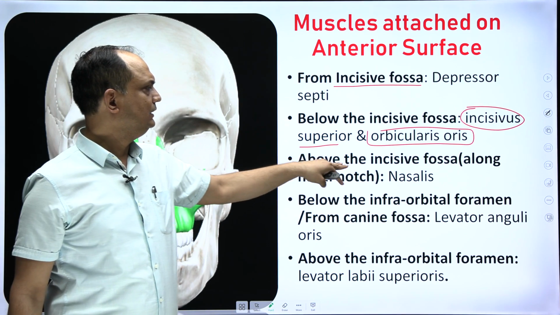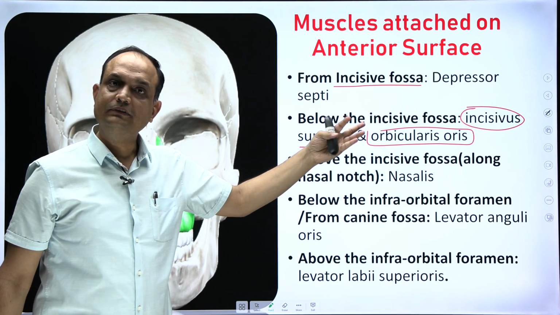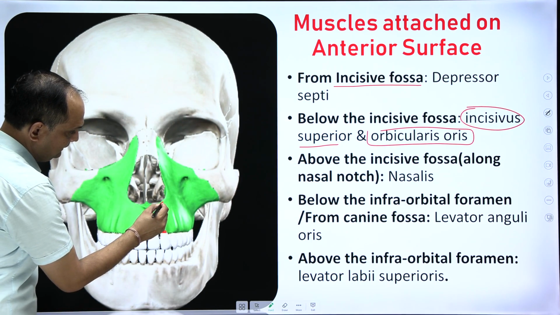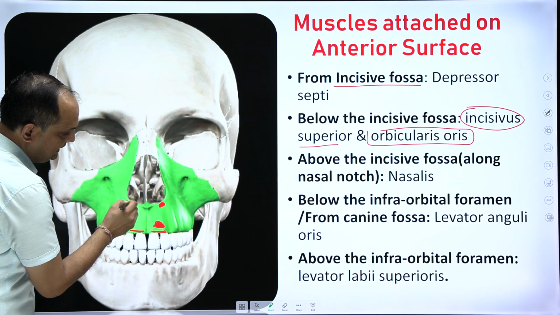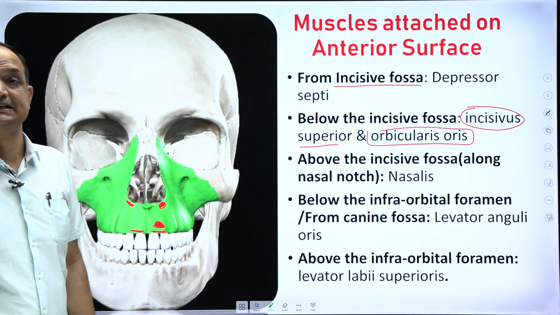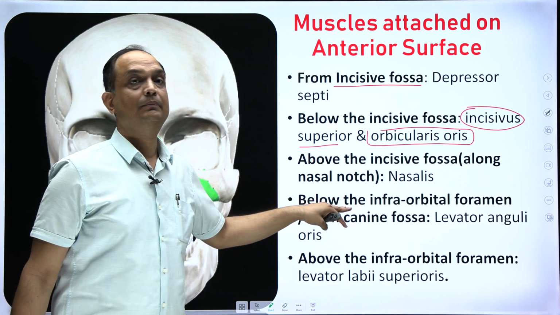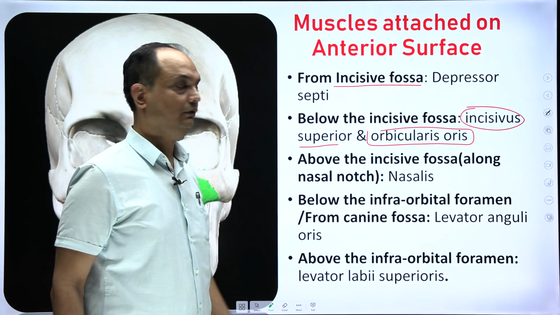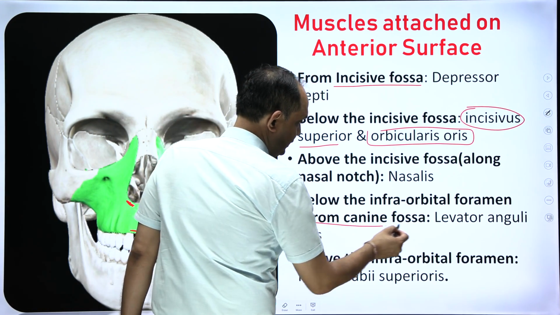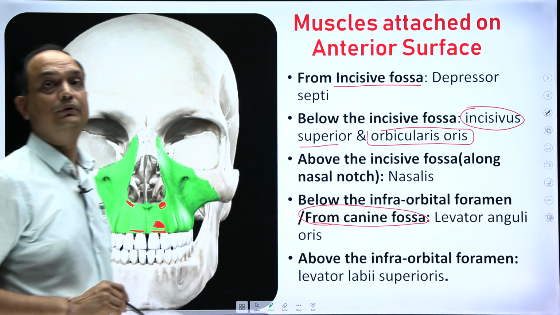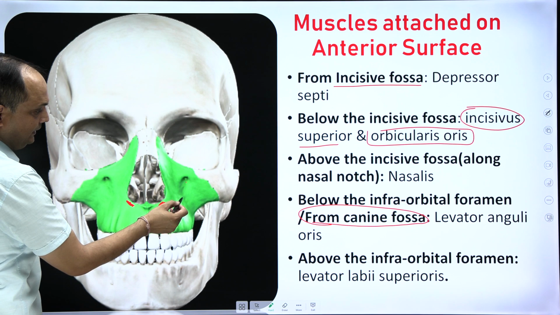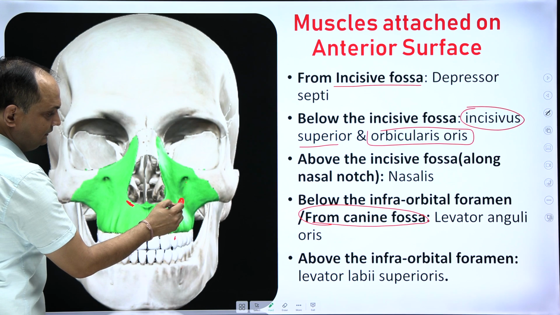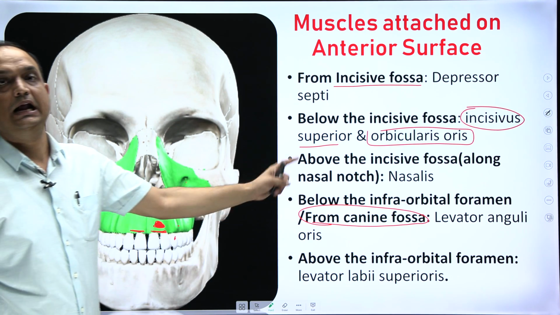Then above the incisive fossa, along the nasal notch, you will find a muscle known as nasalis. Then you will have the muscle known as levator anguli oris. This levator anguli oris arises in the area of the canine fossa but below the infraorbital foramen. So this is the infraorbital foramen, and here is your canine fossa, and in this area you have levator anguli oris.